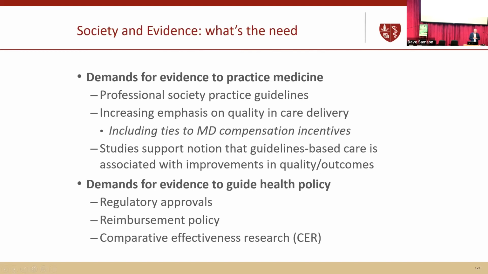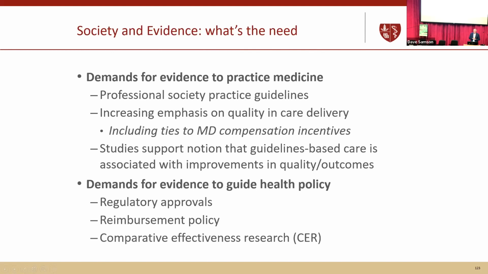So here's the broad context for me, is that society has a real need for evidence. And there's demand for evidence to practice medicine. Our professional society guidelines, particularly in cardiology, where we have the ACC and the AHA guidelines existing for the last 30+ years now, really is a centerpiece of quality metrics in most of our hospitals. There's in all of our health systems an increasing emphasis on using quality to do things like incentivize compensation for individual physicians, for divisions, for departments, et cetera. And there are studies that support the notion that guidelines-based care is associated with better outcomes for those patients with regard to both quality and outcomes.